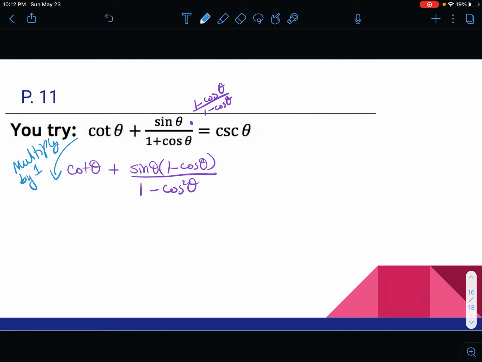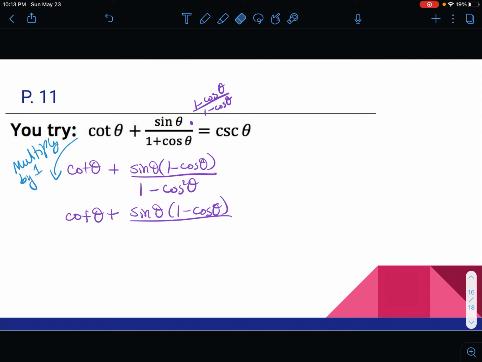All right, now from here, I'm seeing I can do some factoring in the denominator. So let's go ahead and do that. So cotangent theta plus sine theta times 1 minus cosine theta over 1 minus cosine theta times 1 plus cosine theta. Oh, I don't want to do that at all, do I? No, that's just undoing what I did. That doesn't make any sense.